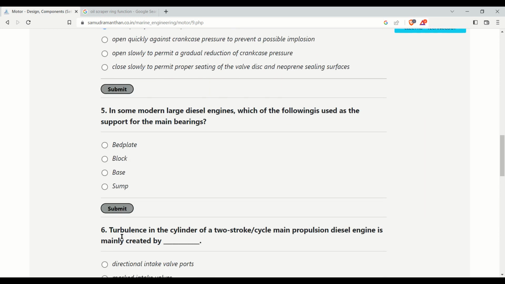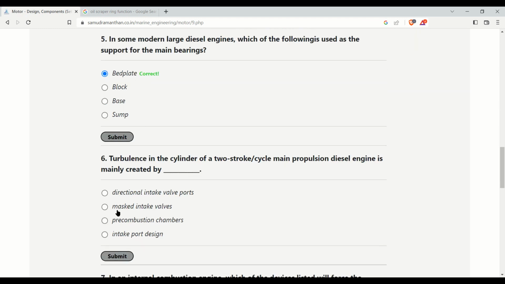Our next question is, in some modern large diesel engines, which of the following is used as the support for the main bearing? The main bearing is supported by the bed plate. So out of these four options of bed plate, block, base, sump, bed plate should be the correct answer.